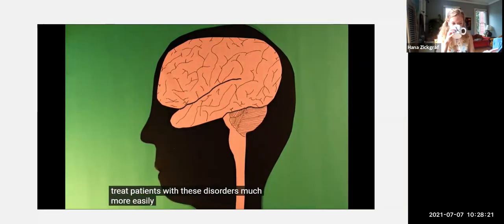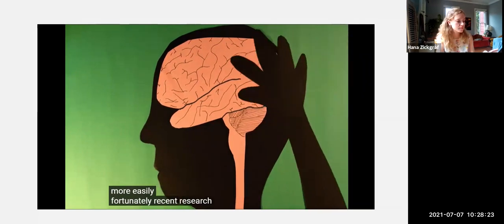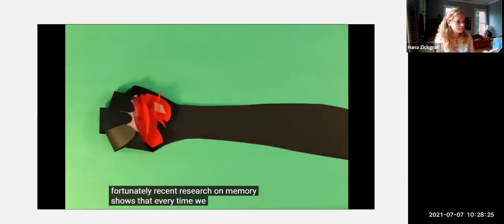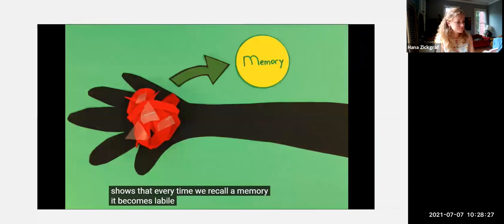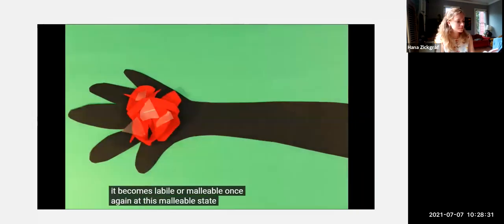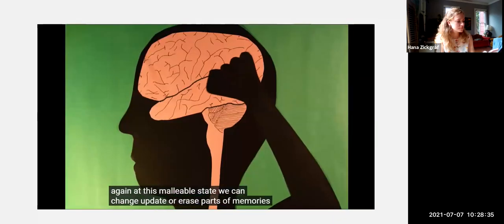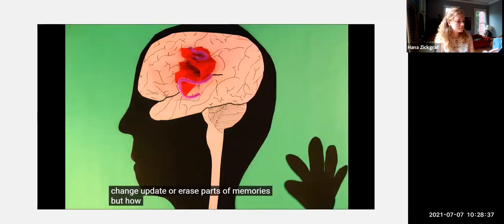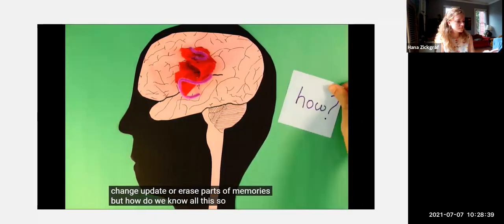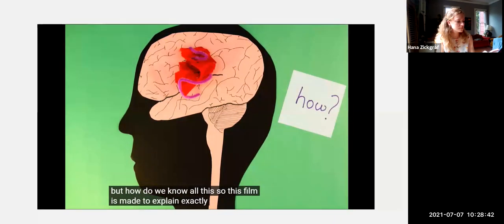more easily. Fortunately, recent research on memory shows that every time we recall a memory, it becomes labile, or malleable once again. At this malleable state, we can change, update, or erase parts of memories. But how do we know all this? So this film is made to explain exactly that.